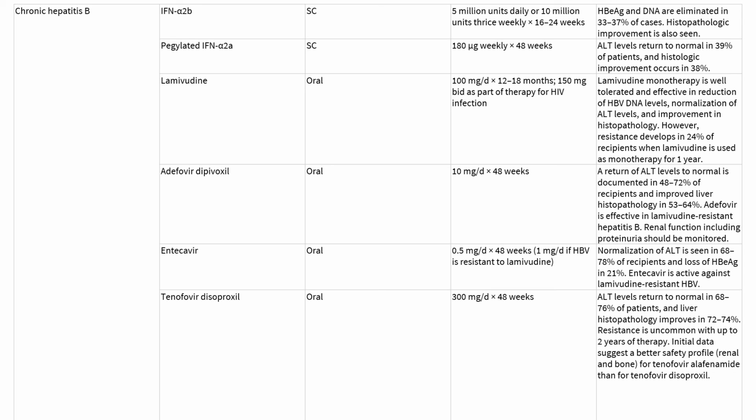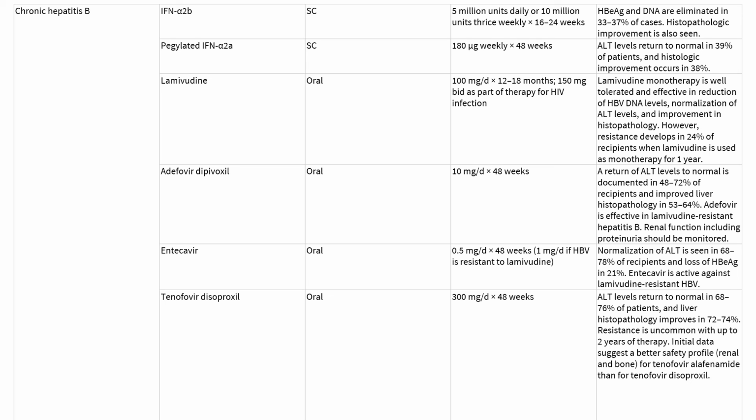Then entecavir, which is also active against lamivudine resistant hepatitis B virus, and tenofovir. For tenofovir, which is 300 mg per day for 48 weeks, the alanine transaminase level returned to normal in about 3/4 of patients. Liver histopathology improved likewise. Resistance is uncommon, and this is a very good advantage.